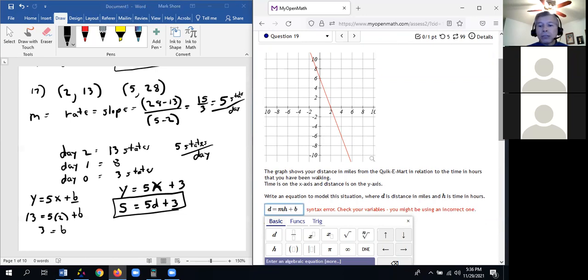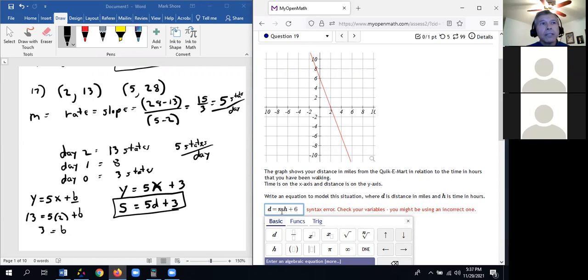Well, the b is the y-intercept, and just looking on this graph again, you can see the y-intercept is 6. That value of the y-intercept means that at 0 hours, he's 6 miles from the Quickie Mart. Let me see here.